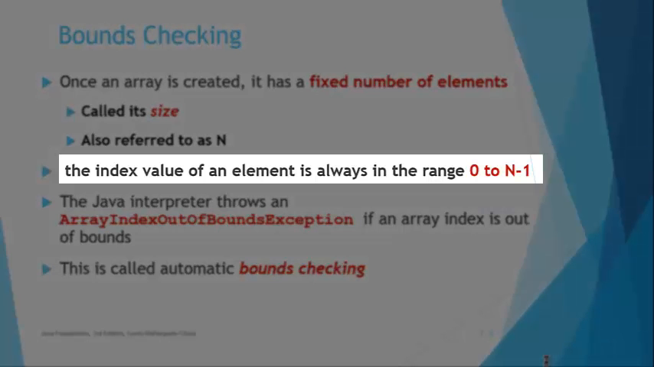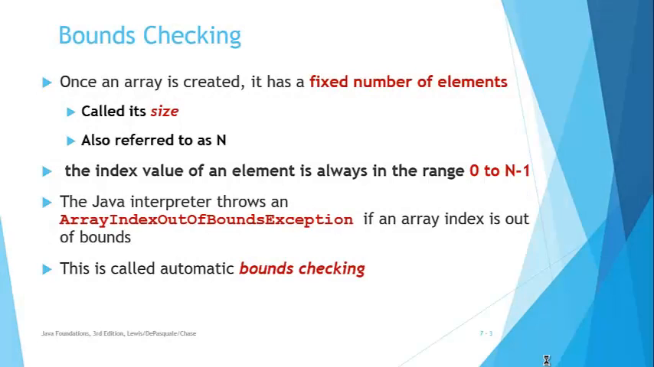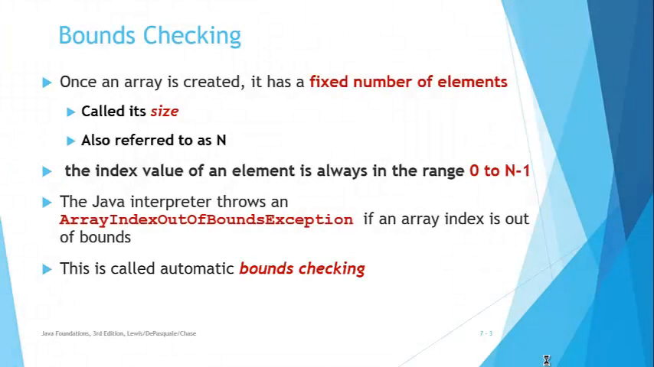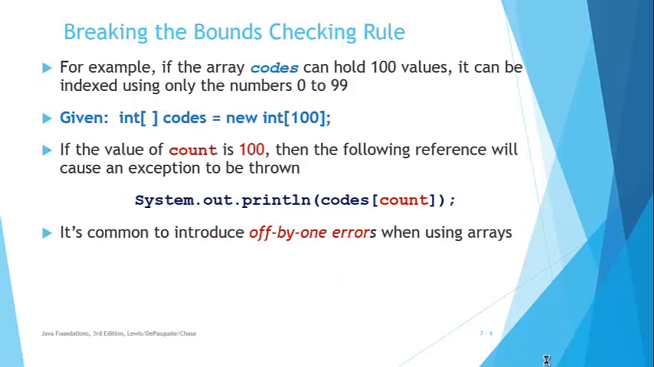Therefore, the index value of an element is always in the range 0 to n-1. If we don't follow this rule, the Java interpreter throws an array index out of bounds exception. Java ensures the boundaries of the array are not crossed. An index less than 0 or greater than or equal to n is not allowed, as there are no elements with those indices.